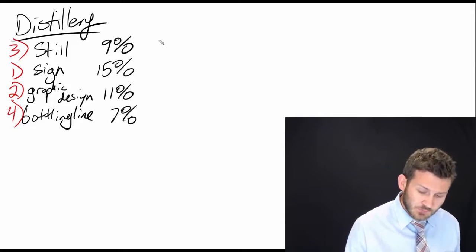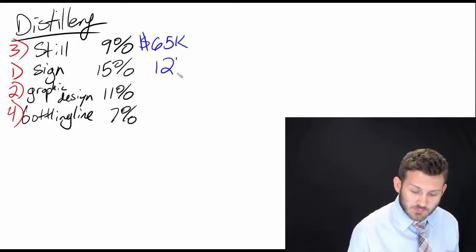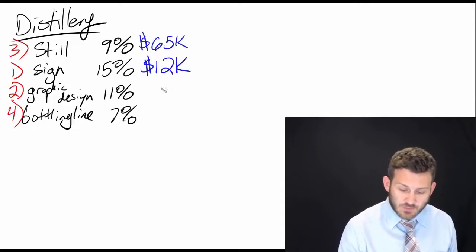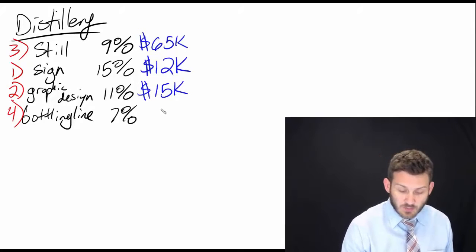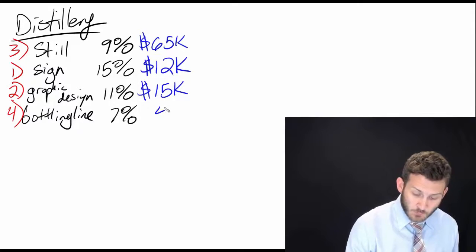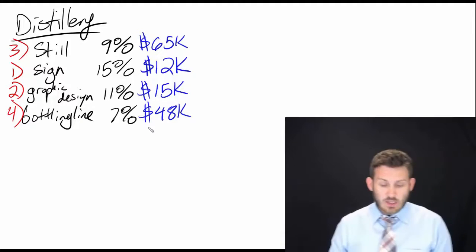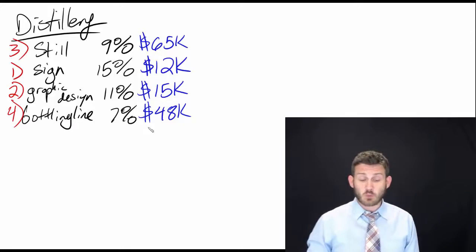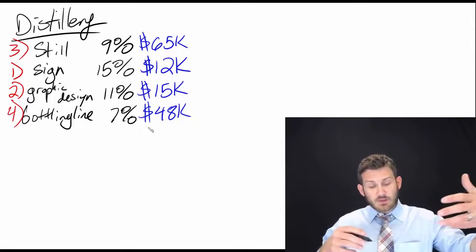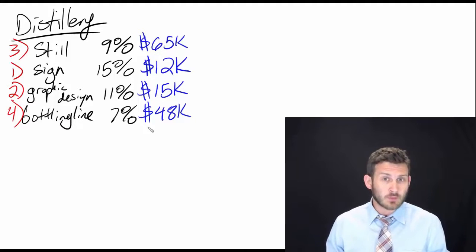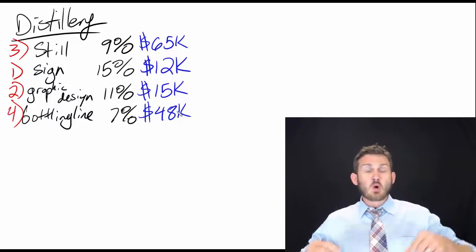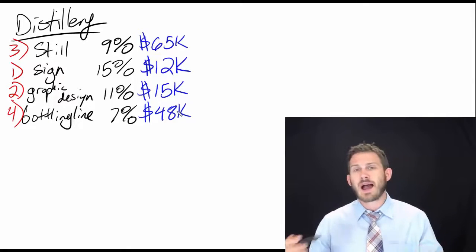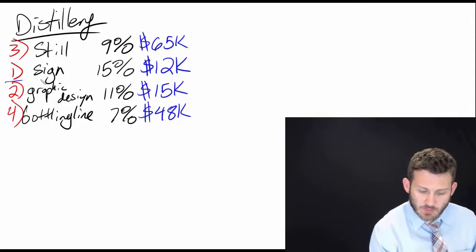So let's say the new still will cost $65,000. A new sign is $12,000. Paying a graphic designer and doing all sorts of designs is $15,000, and a new bottling line is $48,000. That's it. These are just our estimates. Pull the numbers out of wherever. So what we notice is that some of these numbers are high, some are low on the actual costs. But we're not going to say, oh, we're going to put all our money in the expensive thing first. We're going to do whatever investment is going to generate the highest return for us. Remember, that's going to be the sign here.